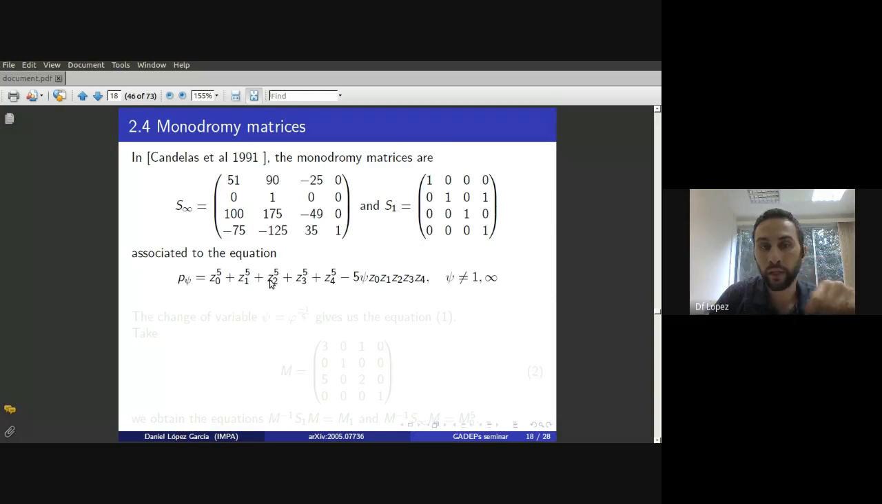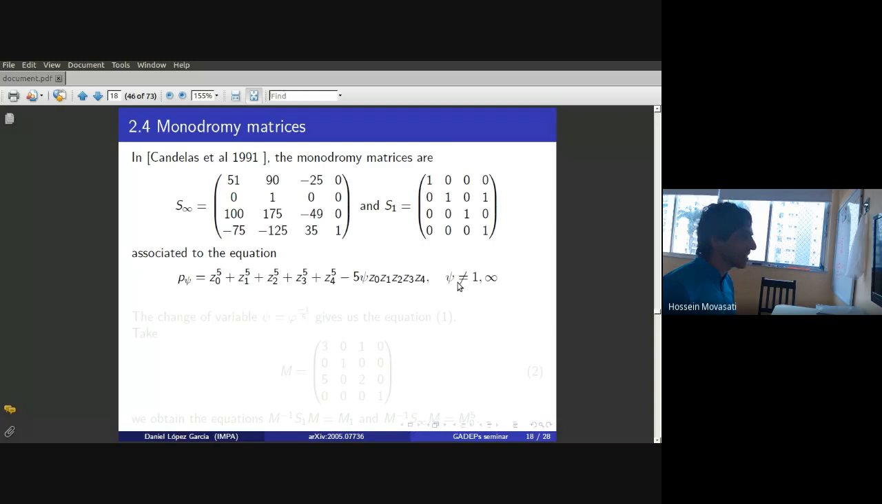And to this family, we... sorry? Psi to the 5, not just psi. Yes. Psi is the fifth root of unity. Okay, go ahead. Yes. Thank you.